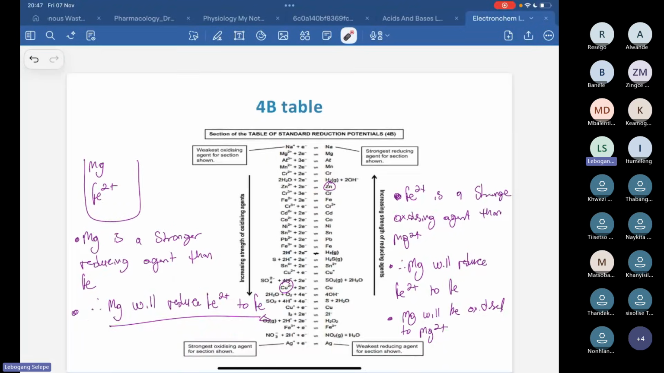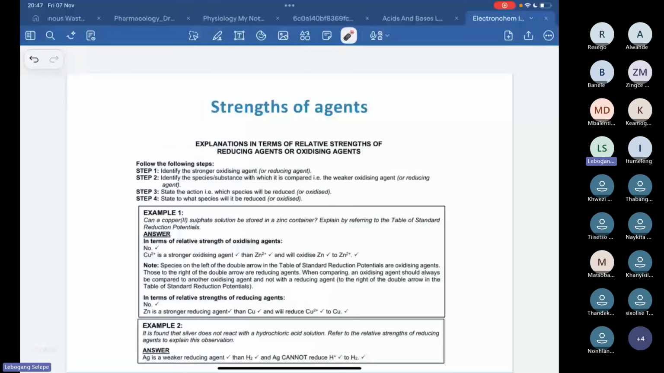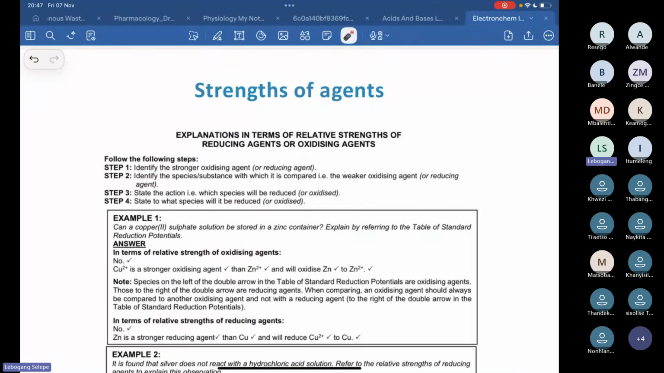So just like that, again, we compare which one is a stronger reducing agent or an oxidizing agent. Then identify the species with which it is compared, which one is weak. So you're gonna say Zn is a stronger reducing agent than Cu. So already that's step one and step two. Then state the action, i.e., which species would be reduced or oxidized.